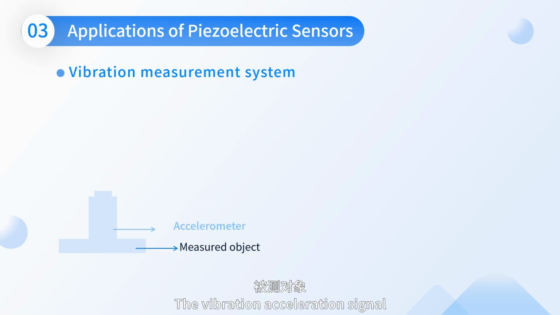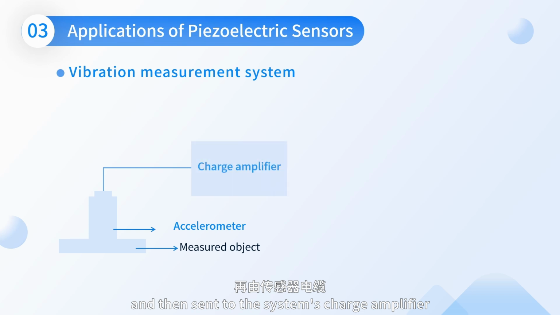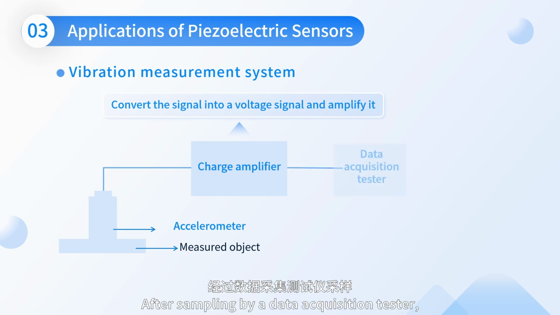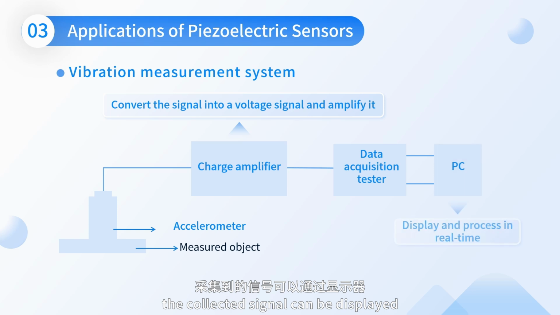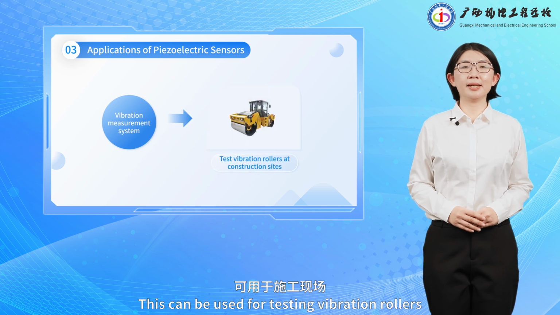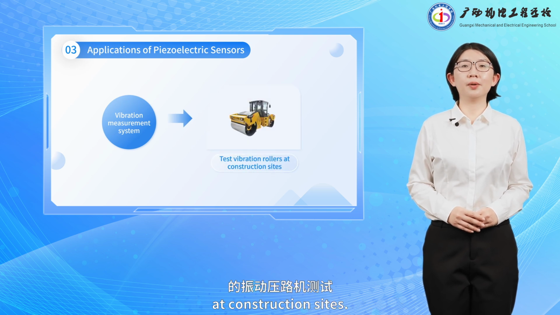The vibration acceleration signal from the measured object is transmitted by the sensor and then sent to the system's charge amplifier via the sensor cable. The charge amplifier converts the signal into a voltage signal and amplifies it. After sampling by a data acquisition tester, the collected signal can be displayed and processed in real time on a monitor. This can be used for testing vibration rollers at construction sites.